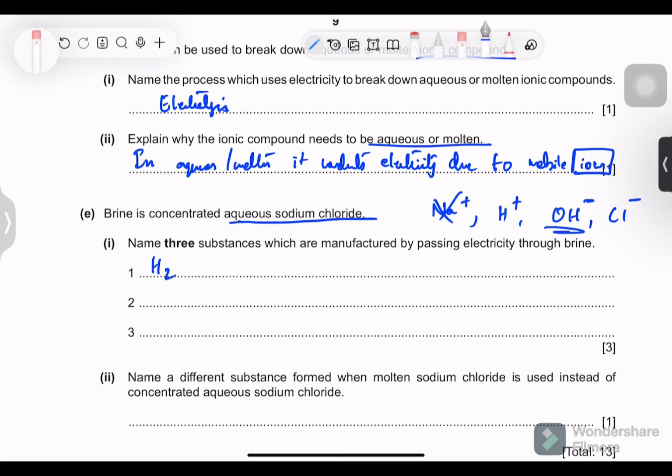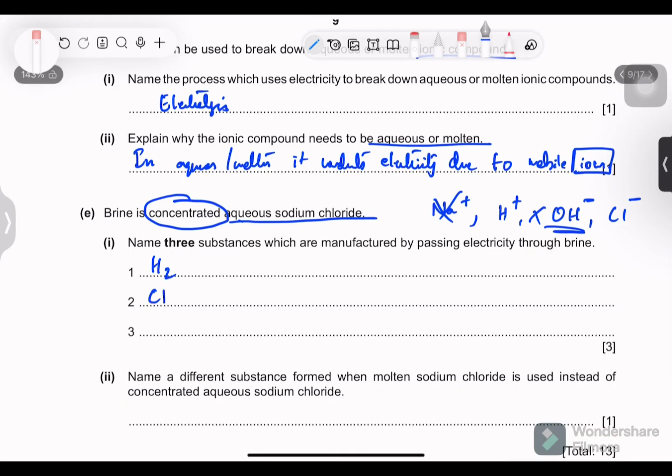Next, OH minus won't discharge. Originally, according to the reactivity series, OH minus is supposed to be discharged, but because the brine is concentrated sodium chloride, whenever concentrated is mentioned, we prefer chlorine. So chlorine will be formed. This is a rule basically, and chlorine always discharges.